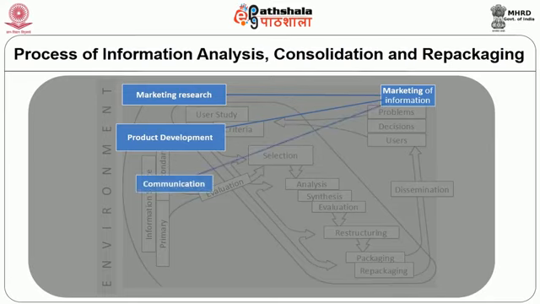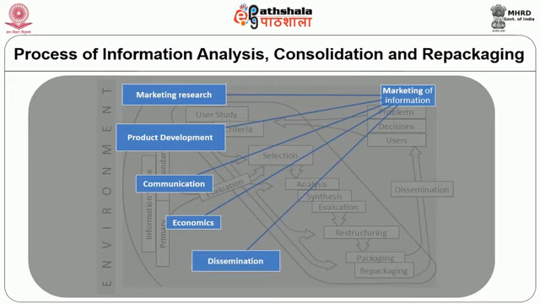Next is communication, which involves providing information to users about the benefits and uses of information products. Economics determines the cost factor of pricing decisions, analysis of economic factors, etc. Then dissemination, which involves the delivery of products or services in an effective way, at the right time and at the right place. It also involves the promotion of information services.